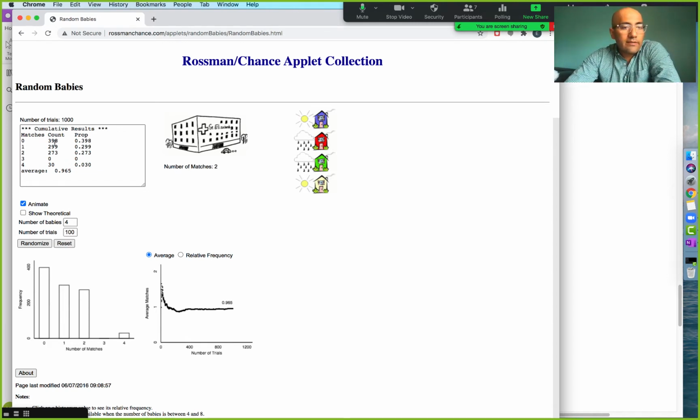And all 4 babies going to the correct households, that's pretty rare. We only saw it 30 times out of 1,000. We're still thinking that's 3%. Okay, so I'm, again, even more confident that these results are fairly accurate, right? After 1,000 trials, that's pretty good. But you know what's better than 1,000 trials? 10,000 trials. Let's repeat it until we get to 10,000 trials.